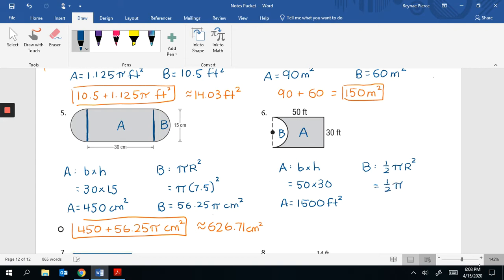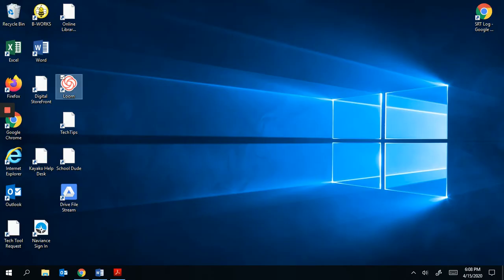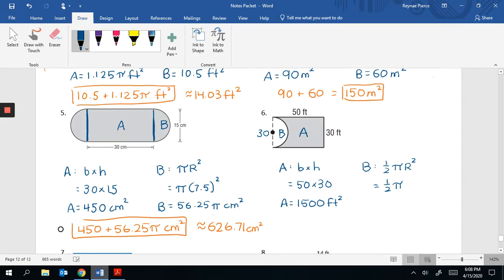The diameter of that circle is 30. So that radius is 15. Okay. Half of 225 is 112 and a half. So we've got 112 and a half pi square feet.